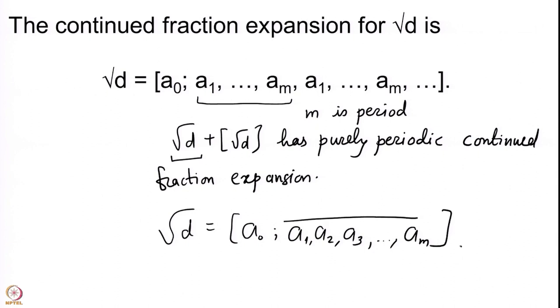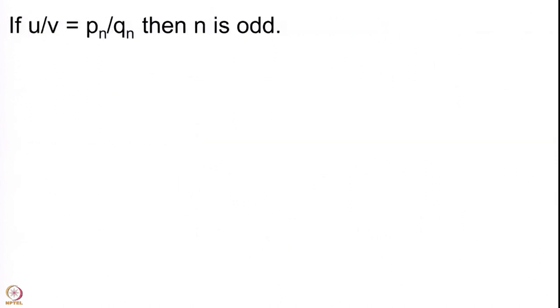This is the continued fraction expansion for any root d. And of course, we know how to compute the partial quotients, the complete quotients and the convergents. But we claim that our u by v, which gives us a solution to the Brahmagupta equation, so this u by v comes from the solution to the Brahmagupta equation, if it is Pn by Qn for some n, then n is odd.